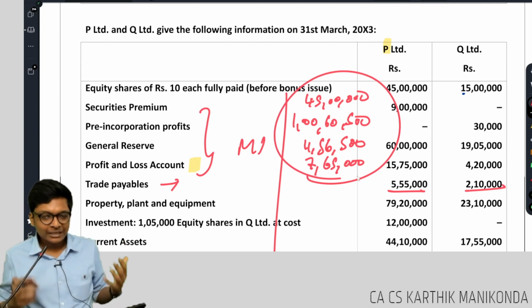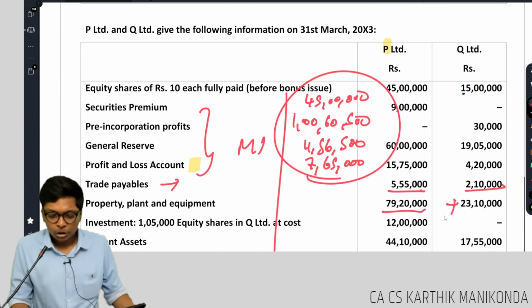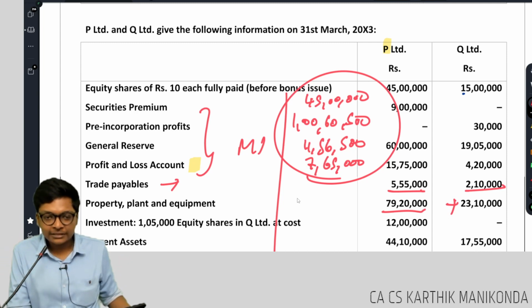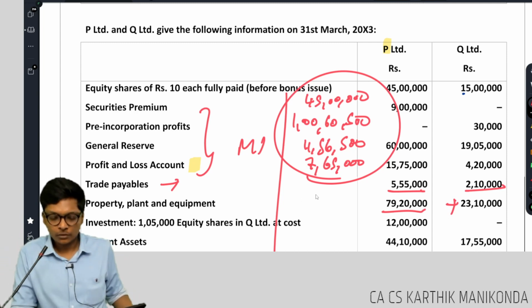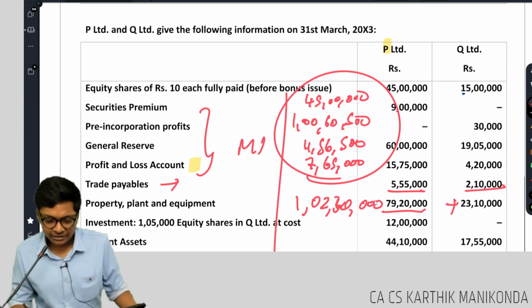Assets, no adjustment. What are you going to do? Line by line addition. 79 lakh 20 plus 23 lakh 10. How much, guys? How much are you getting? 1 crore 2 lakh 30,000. Correct? 1 crore 2 lakh 30.